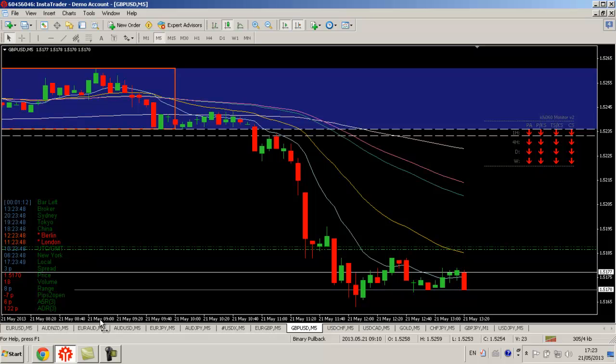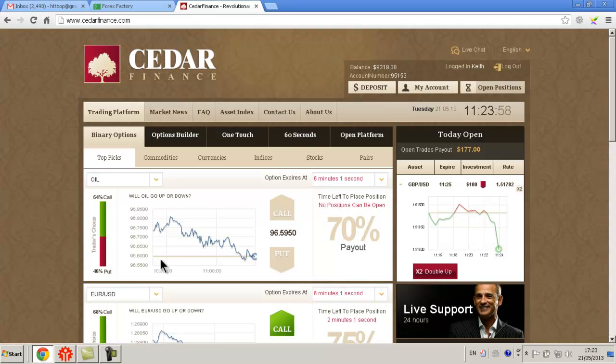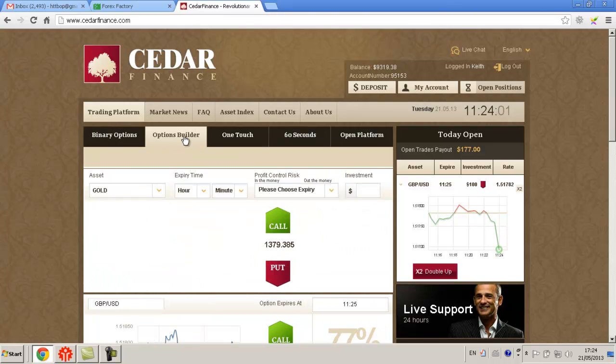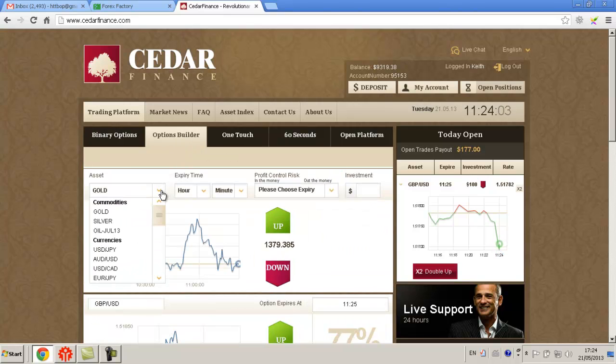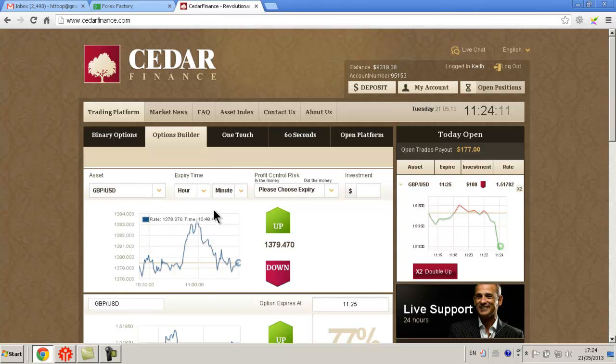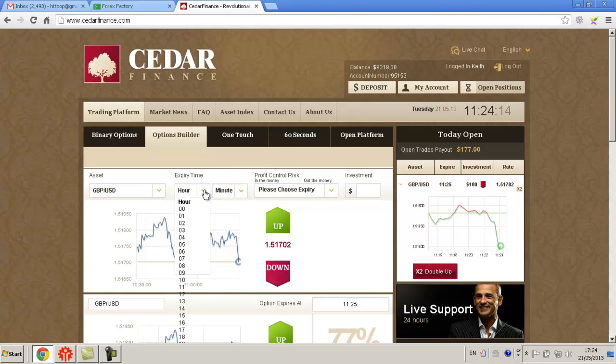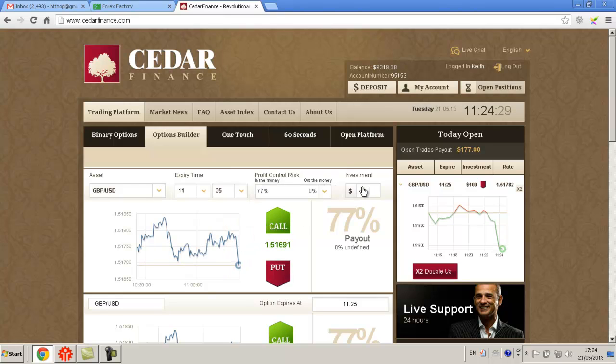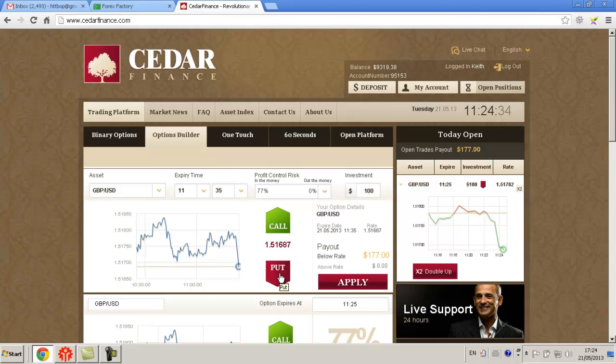Now what I like to do is go back to my option builder and go back to my Great British Pound USD, just to have another trade lined up. This is going to expire 11:25, so another 10-minute trade would be 11:35. We're not going to use it here, but it's a little bit of an advanced strategy.